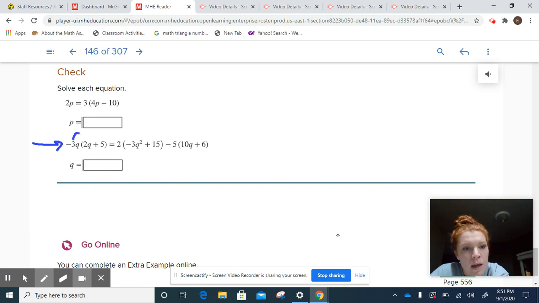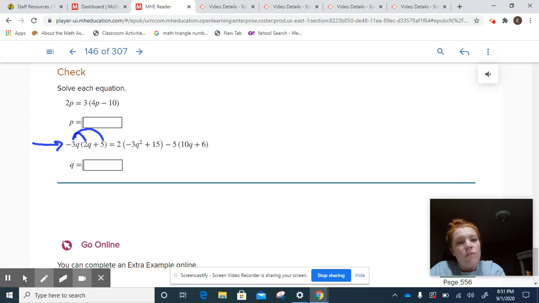So I'm going to go ahead and distribute the negative 3Q through. And unlike the book, I'm not going to write the multiply sign. I'm just going to multiply right in the beginning because it's going to save me steps. And you kind of have to get used to doing the multiplication in your head rather than writing everything out.